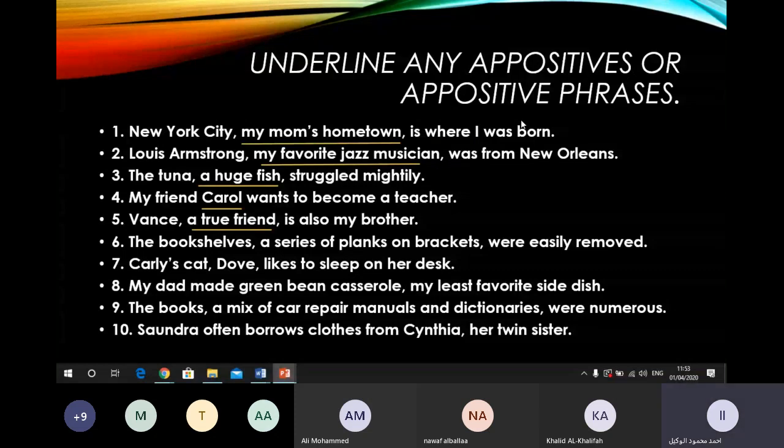Okay, number 6, MK. The bookshelves, a series of planks on brackets, were easily removed. A series of planks on brackets. So it is considered to be an appositive phrase. All right, number 7, we have Zuhair.